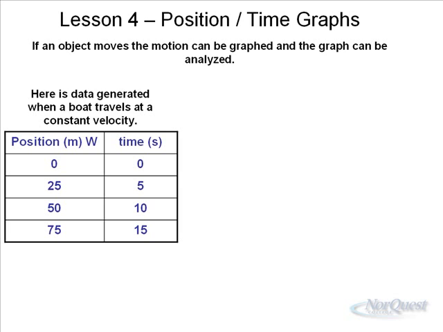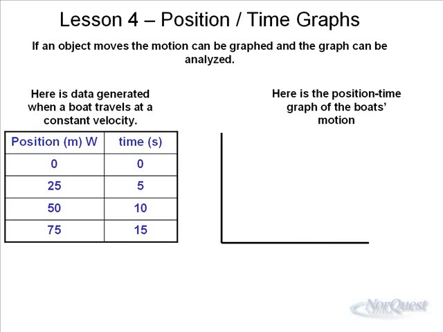Now, assuming that it has a running start and it goes by a certain marker at a certain speed, at zero time, as it crosses past the marker, it has gone zero distance. After 5 seconds, it will have gone 25 meters west, as the chart indicates. After 10 seconds, 50 meters. After 15 seconds, it's gone 75 meters. And here's a position time graph of the boat's motion.